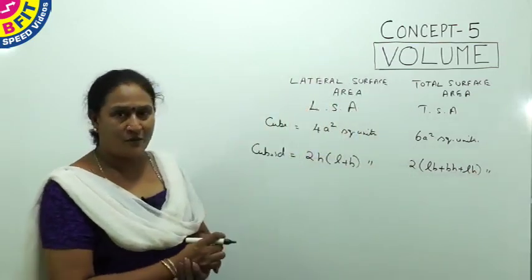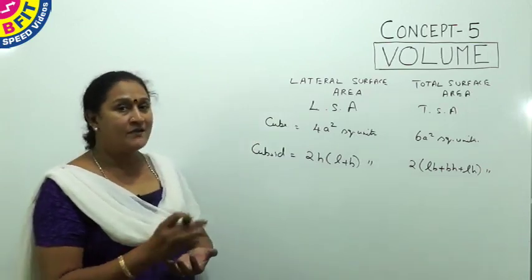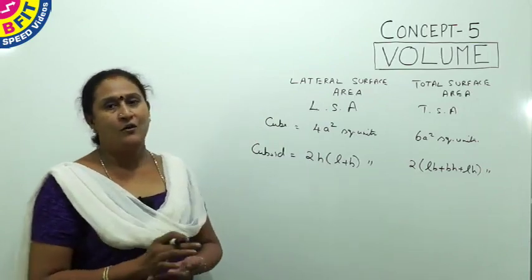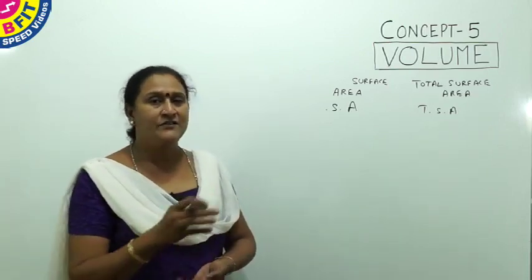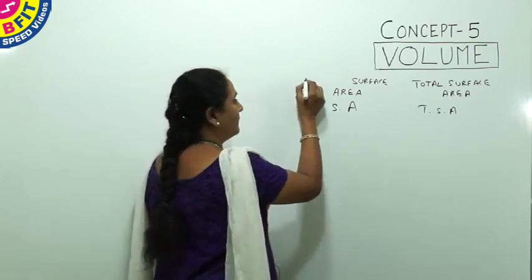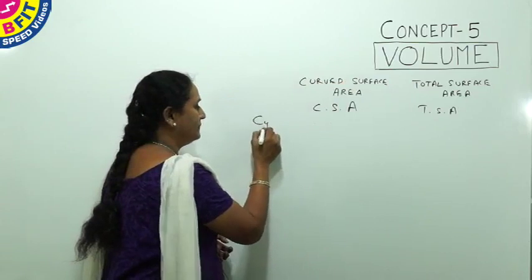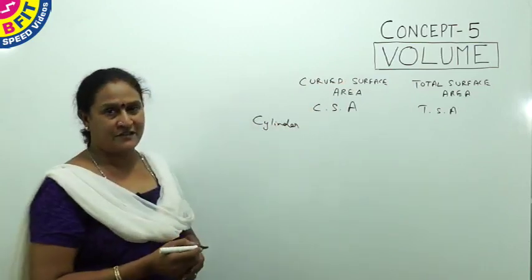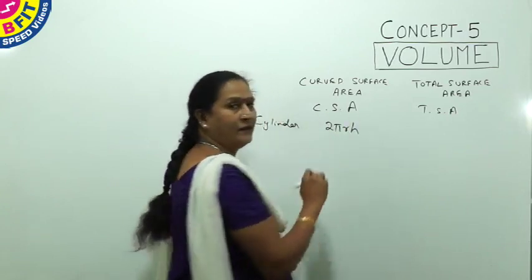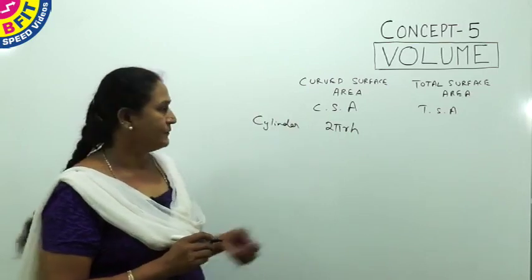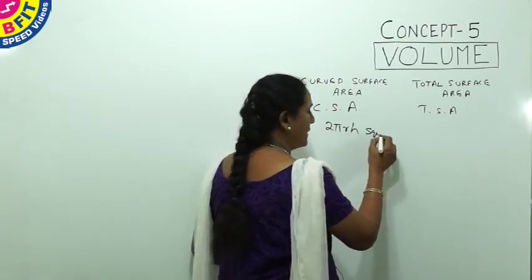So we have discussed the formulas for cube and cuboid for lateral surface area and total surface area. Now we will see the curved surface area and total surface area for a cylinder, cone and sphere. As the surface is curved, instead of lateral surface area, we say curved surface area or CSA. For a cylinder, curved surface area is 2 pi r h. The base circumference into height will give you the curved surface area of a cylinder, and the units are square units.